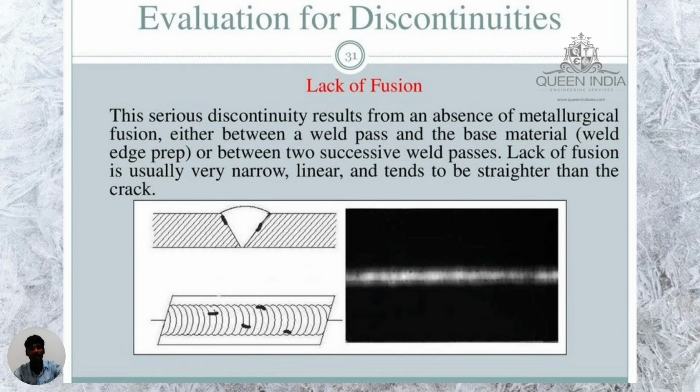Another one is lack of fusion. It occurs between the metallic fusion in the weld pass and the base material, or between two successive welding passes. Lack of fusion is usually very narrow and linear and tends to be straighter than a crack. This is lack of fusion placed in a weld material.